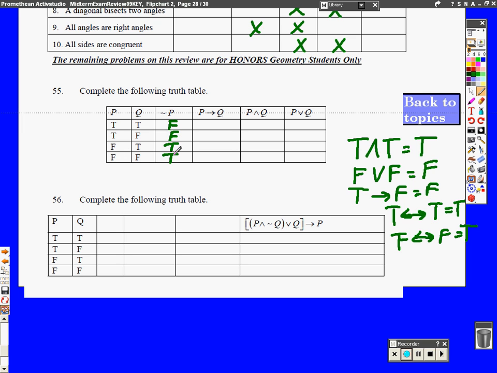All right, to evaluate the next column, we're looking at the P, arrow, Q. So this column first, then this column. Our rule for the arrow says if we have T, arrow, F, then we get F. So T, arrow, T does not match that rule, so it is not false, it's true. T, arrow, F does match that rule, so that follows the rule and becomes false. F, arrow, T does not match the rule, so therefore it's true. F, arrow, F does not match the rule, so therefore it's true.